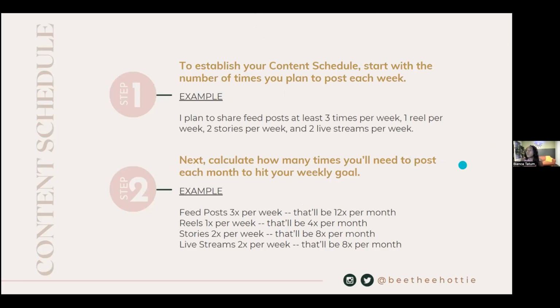To establish your content schedule, we're going to start with the number of times you can reasonably post each week. For example, I plan to share a feed post at least 3 times a week, 1 reel per week, 2 stories per week, and 2 live streams a week. That is not where I am in life right now. I can do a feed post probably once a week. I can probably go live bi-weekly, do a reel bi-weekly, and post something to my story once a week.